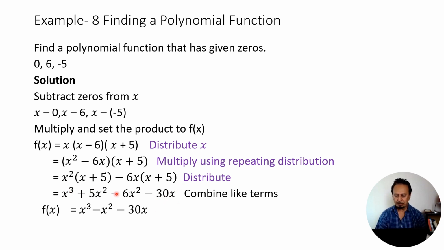Now you can see these two terms have the same exponent, so they are like terms. So we can combine. We will have x cubed, and 5 minus 6 becomes negative x squared, and minus 30x. So that's the polynomial obtained from these zeros.